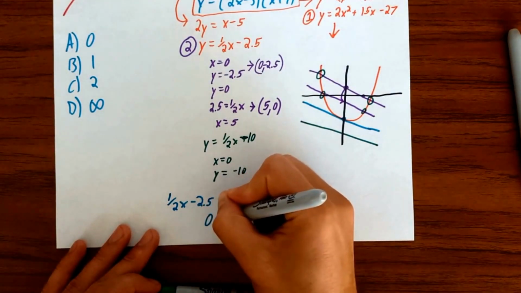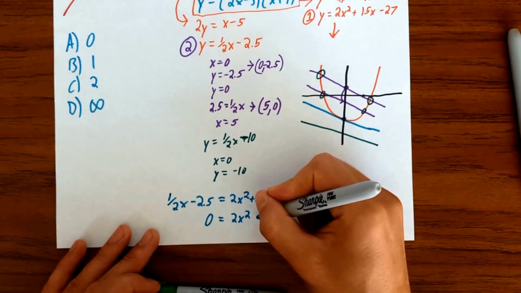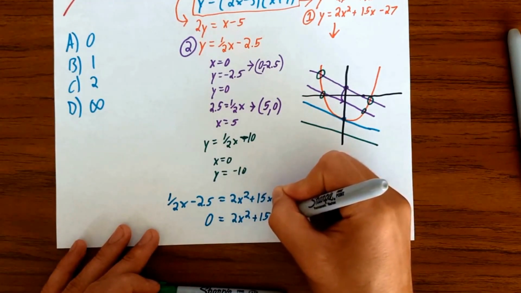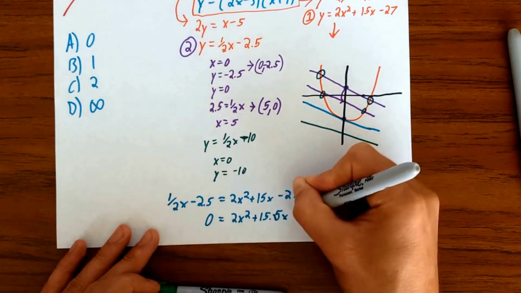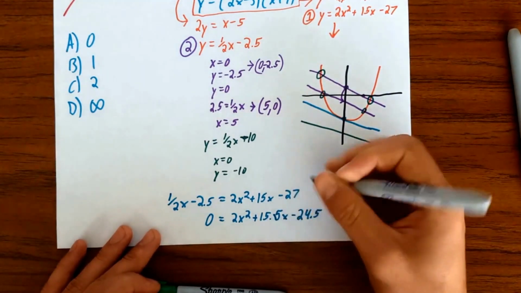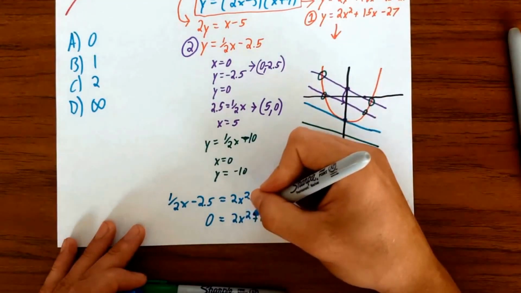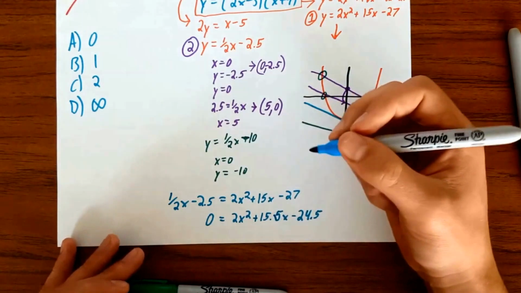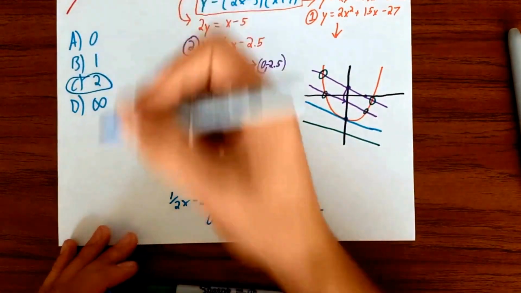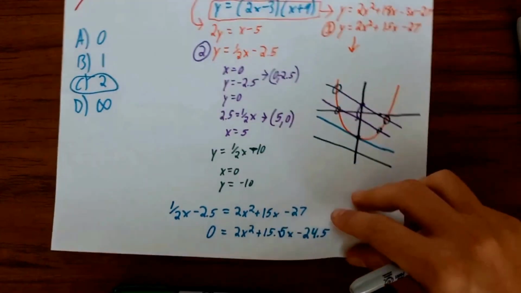And if you rearrange things, you'll get 0 equals 2x squared plus 15.5x, and then minus 27 plus 2.5 is minus 24.5. And this is just a quadratic equation. And so you know that this has two solutions. You probably want to check that these are real, but that's relatively simple to do. So now we'll go on to 12.